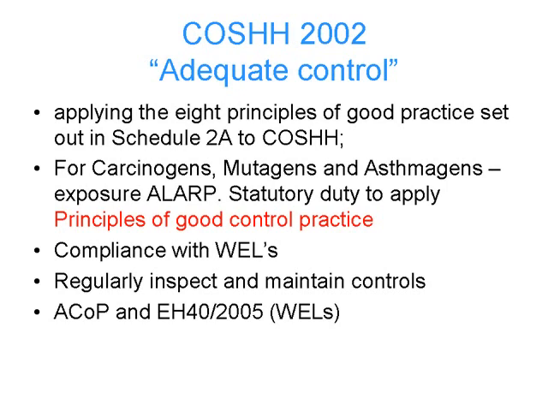If the substance causes cancer, heritable genetic damage or asthma, reduce exposure to as low as reasonably practicable and do not exceed the workplace exposure limit for the substance if there is one.